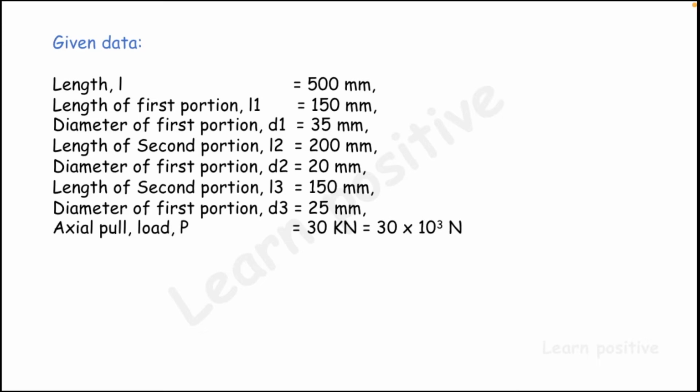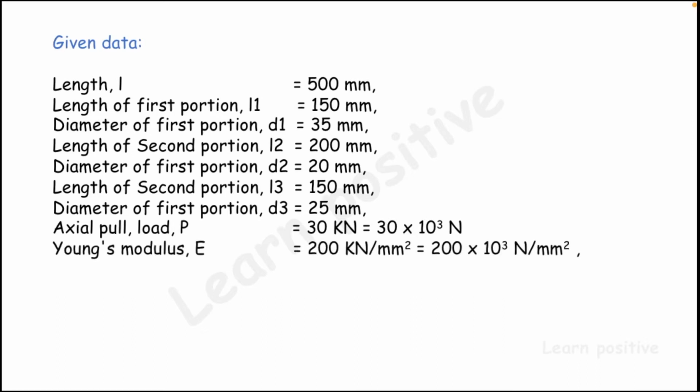Now we convert the kilonewton into Newton, so we get 30 into 10 to the power of 3 Newton. And the Young's modulus given, capital E equal to 200 kilonewton per millimeter square. Converting kilonewton into Newton, we get 200 into 10 to the power of 3 Newton per millimeter square. And finally, we need to find the total change in length, the elongation of the bar, del L.